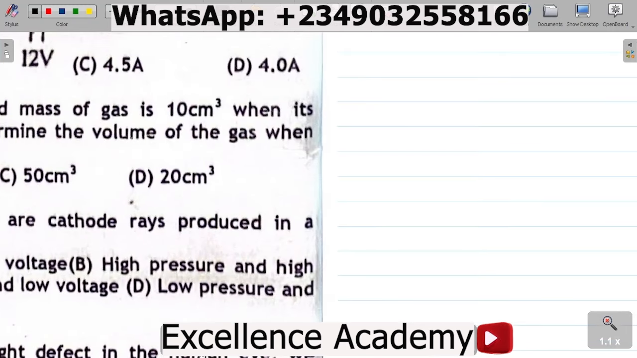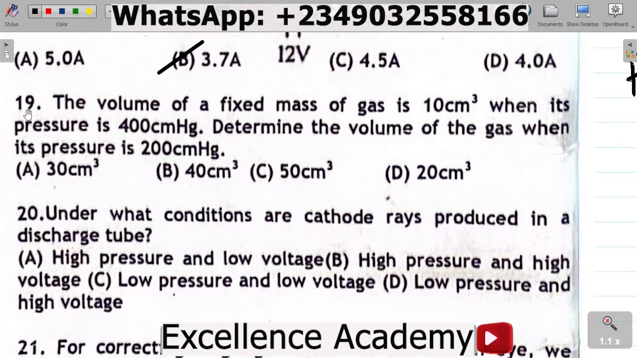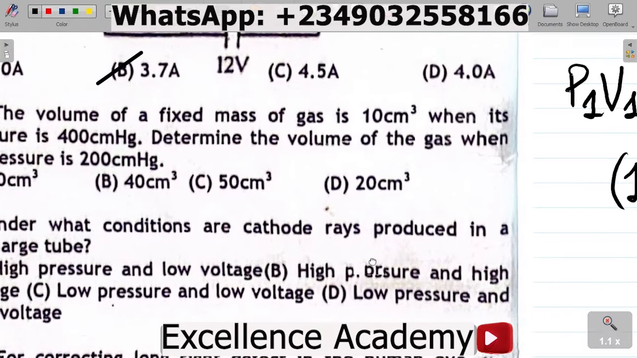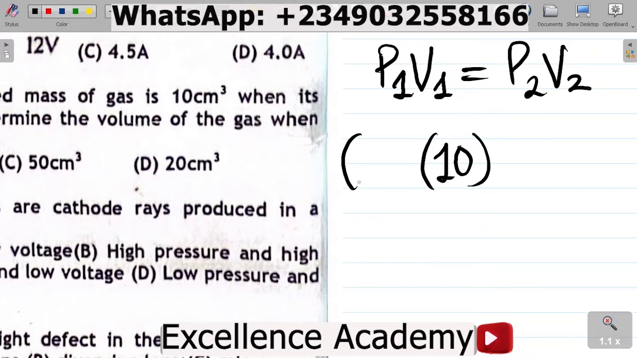From Boyle's law, you want to recall that P1 V1 is equal to P2 V2. In 19, you were told that the volume of a fixed mass of gas is 10 cm cube. That means V1 is 10 cm cube. They said when its pressure is 400, so P1 is 400. So P1 is 400, V1 is 10. All right, let's proceed. It's equal to P2 V2.